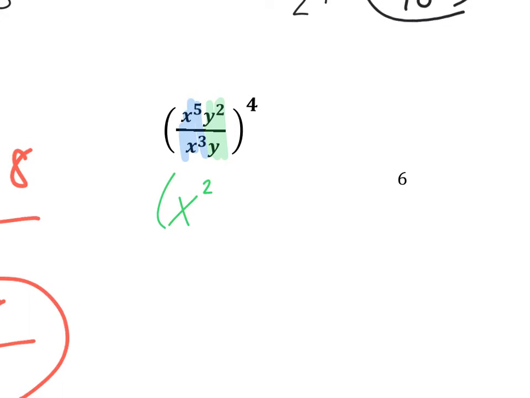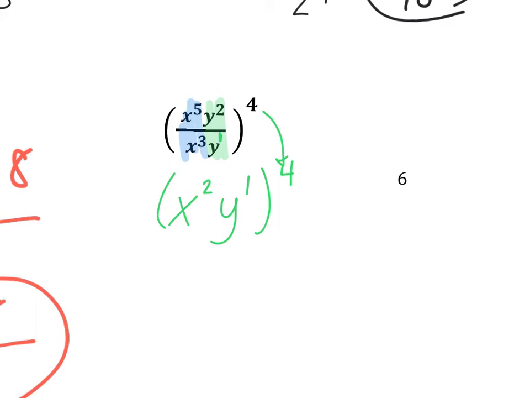Well, what about your y's? Y to the second over y to the first. 2 minus 1 is 1, so that would just be y to the first power remaining. And that's all still raised to the fourth power. We're just going to carry that 4 down and put it right there. Now we've got a problem that we've done before.